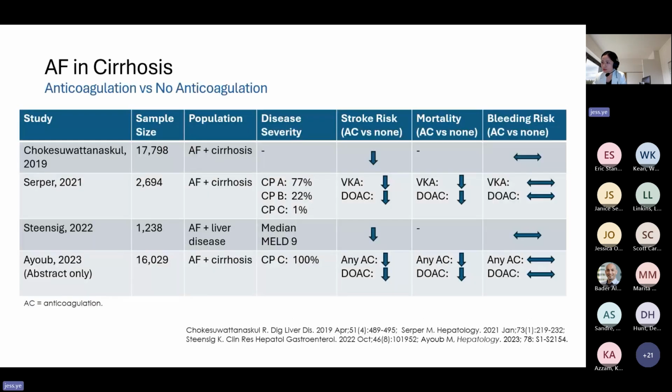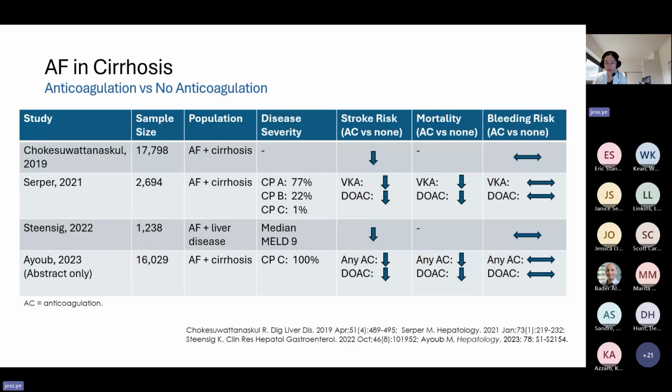This table summarizes the results of mostly retrospective observational data, anticoagulation versus no anticoagulation in atrial fibrillation in cirrhosis. The first one is a meta-analysis, followed by 3 more recent cohort studies assessing the risks and benefits of, again, anticoagulating versus not anticoagulating in the context of AFib and cirrhosis.